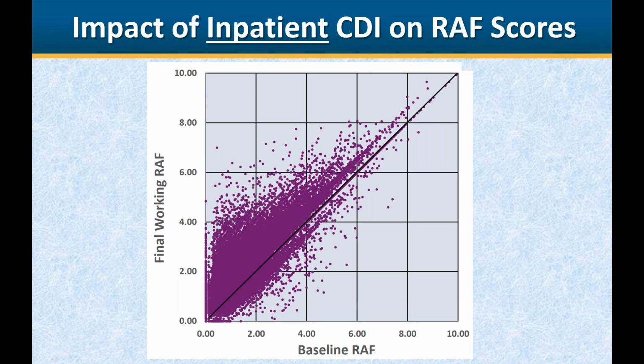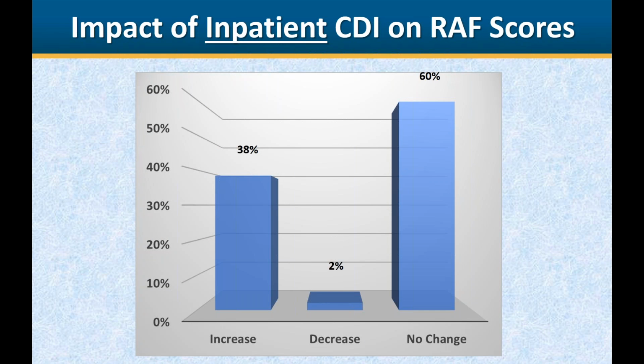This one, I need to linger on. We looked at hundreds of thousands of admissions and calculated their RAF score. On the x-axis is what happened at baseline, what happened without CDI being involved. And on the y-axis is what happened because CDI queried and changed things. Things that are above the black line mean that the RAF score went up as a result of the CDI staff being involved and asking queries. That one's a little hard to figure out how many dots there are, but this is a little better. We actually increased the RAF score 38% of the time with CDI.